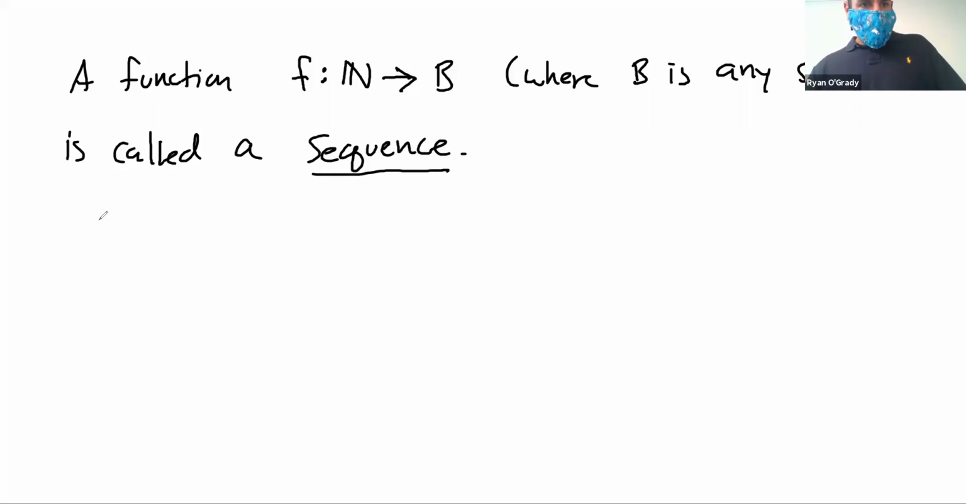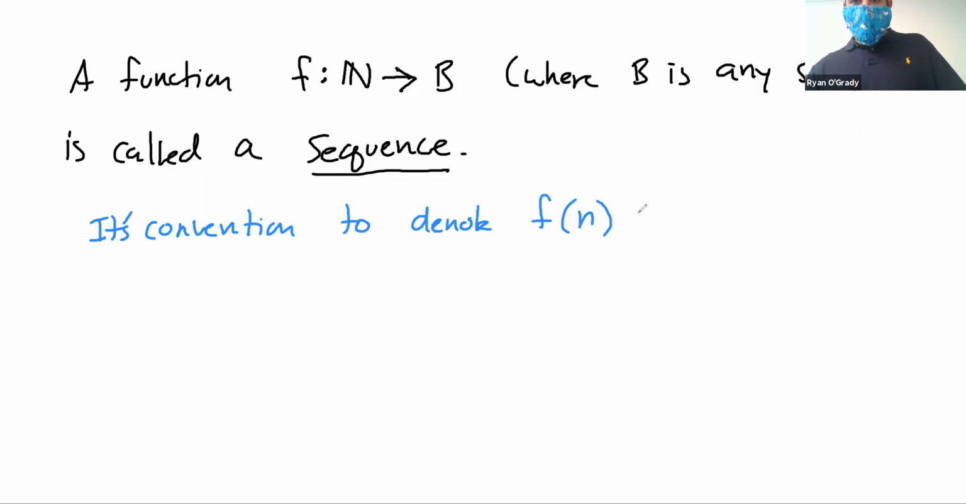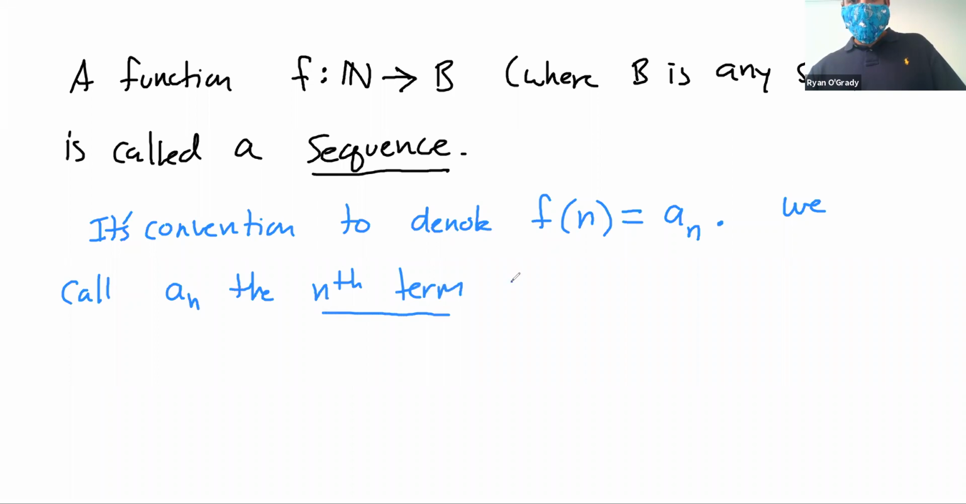As many of you know, it's convention to denote the image f of n as a with a subscript n. And we give a name: we call a sub n the nth term of the sequence.